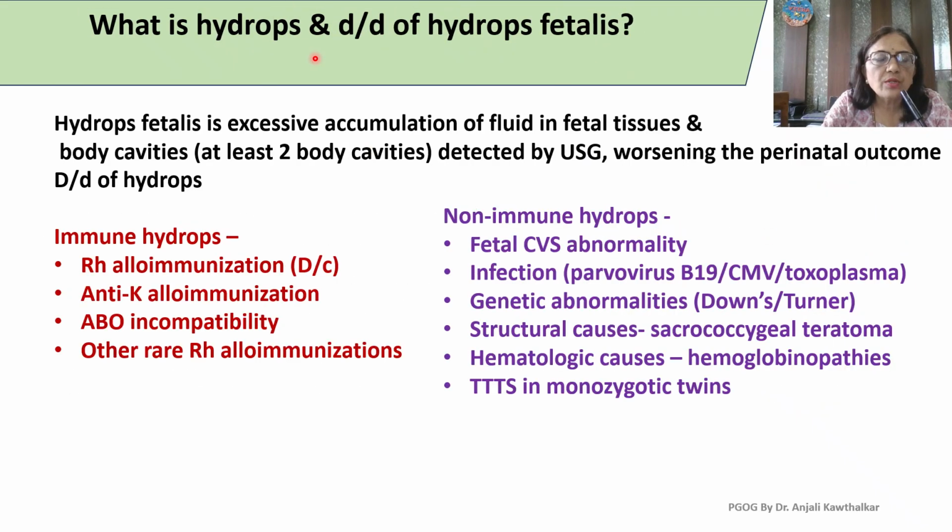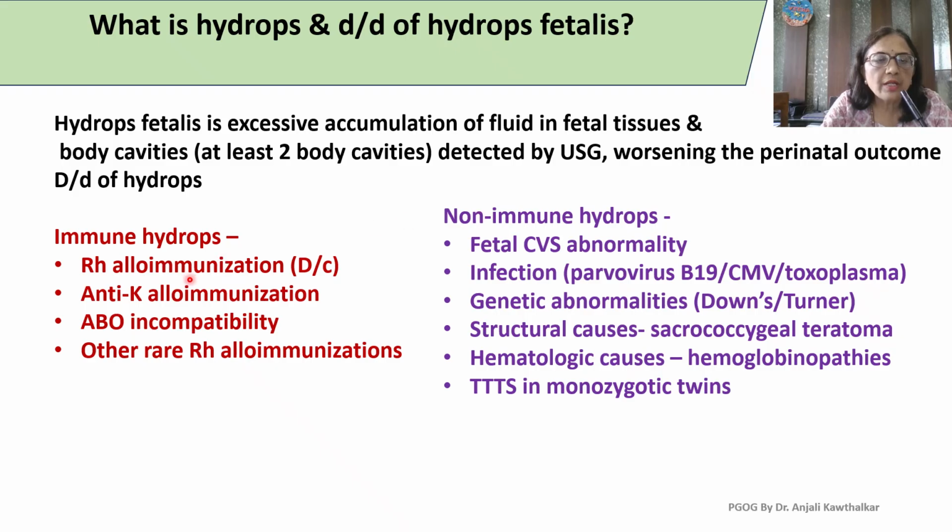What is hydrops and what is the differential diagnosis of hydrops fetalis? That question you might be asked in your practical examination related to Rh negative pregnancy. Hydrops fetalis is excessive accumulation of fluid in the fetal tissues and body cavities. At least two body cavities are involved, which is usually detected by ultrasonography, and it is associated with worsening of the perinatal outcome. Differential diagnosis, we can divide into immune hydrops and non-immune hydrops.